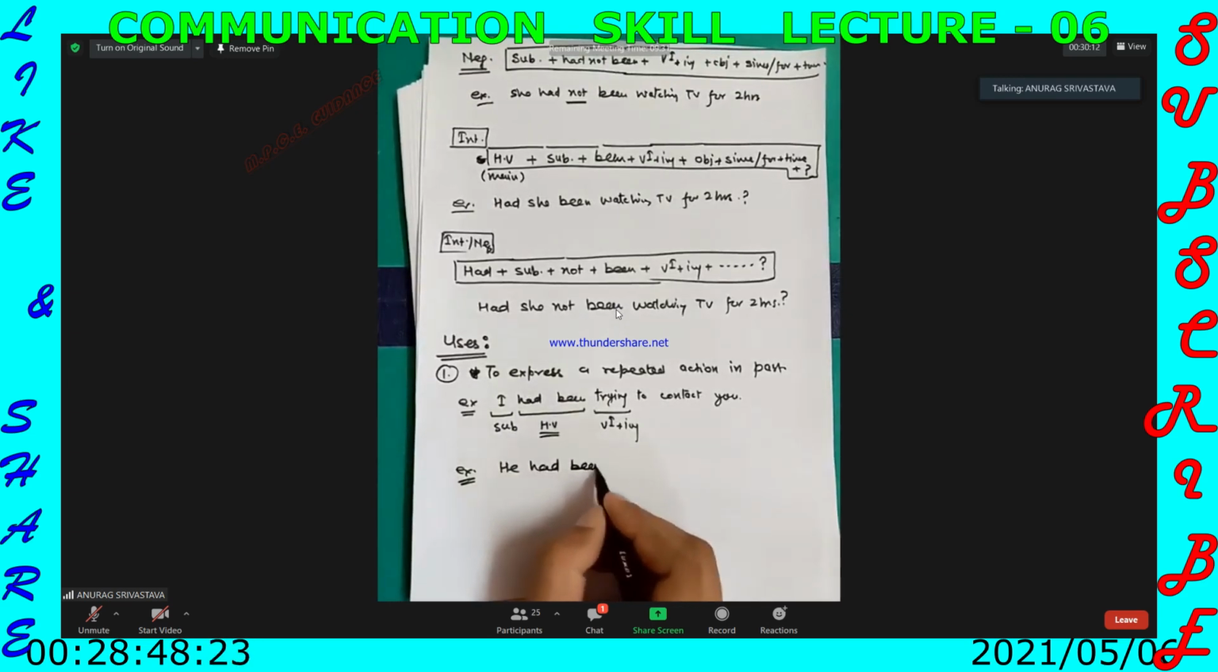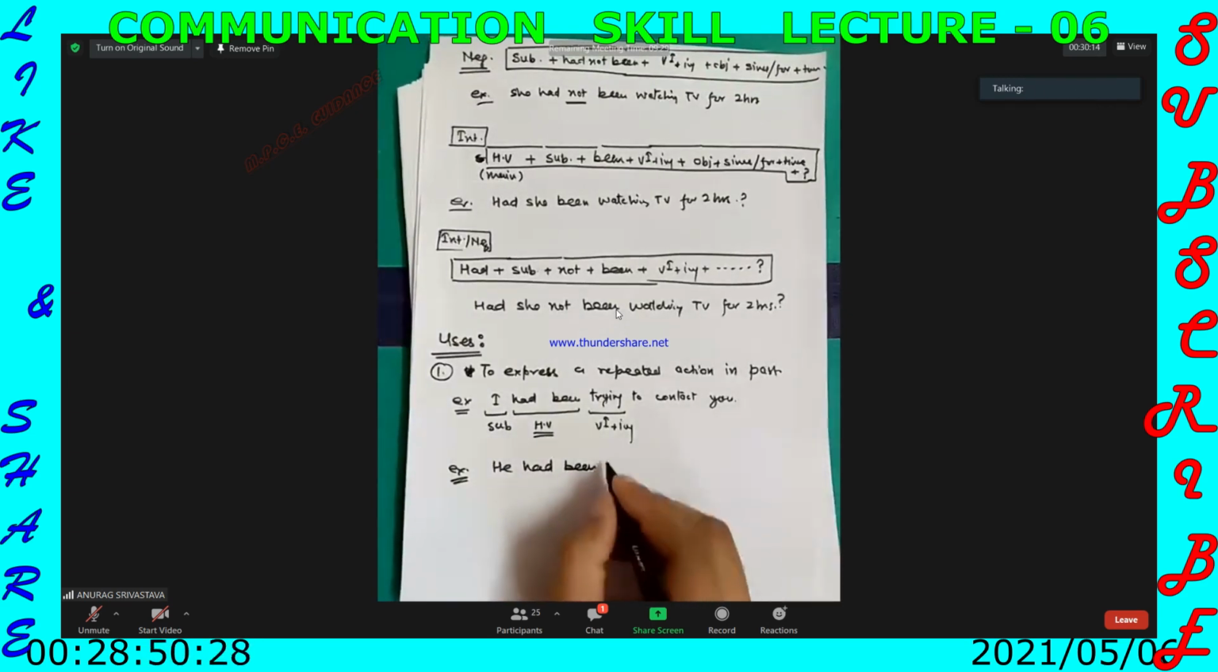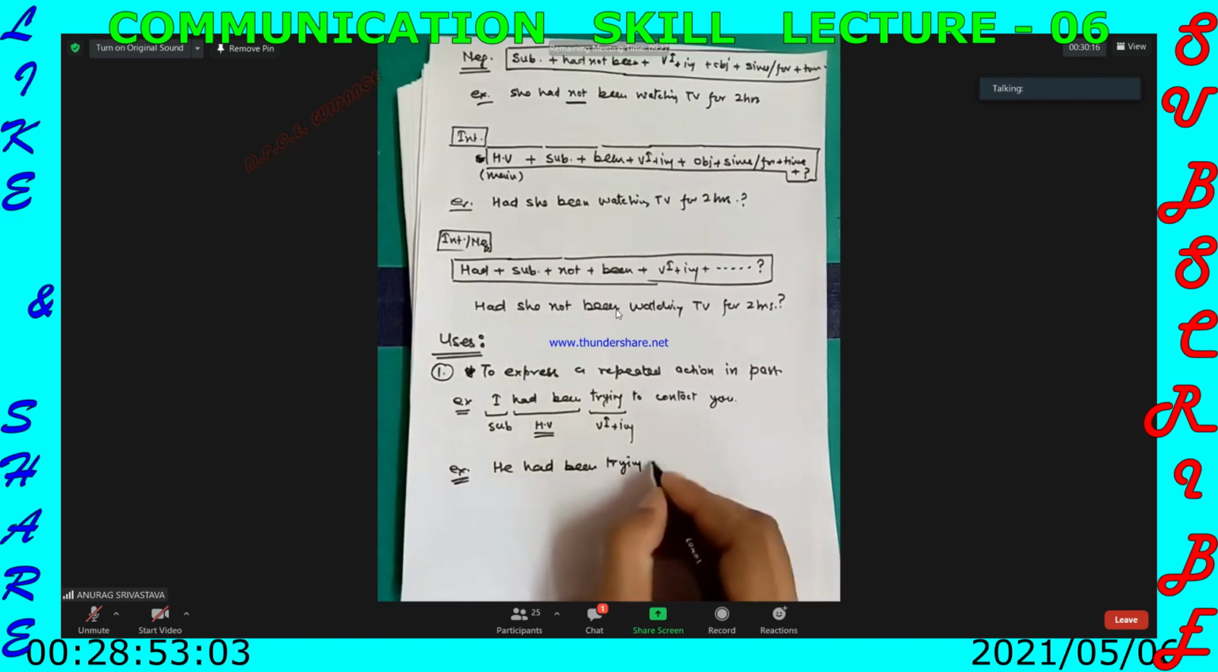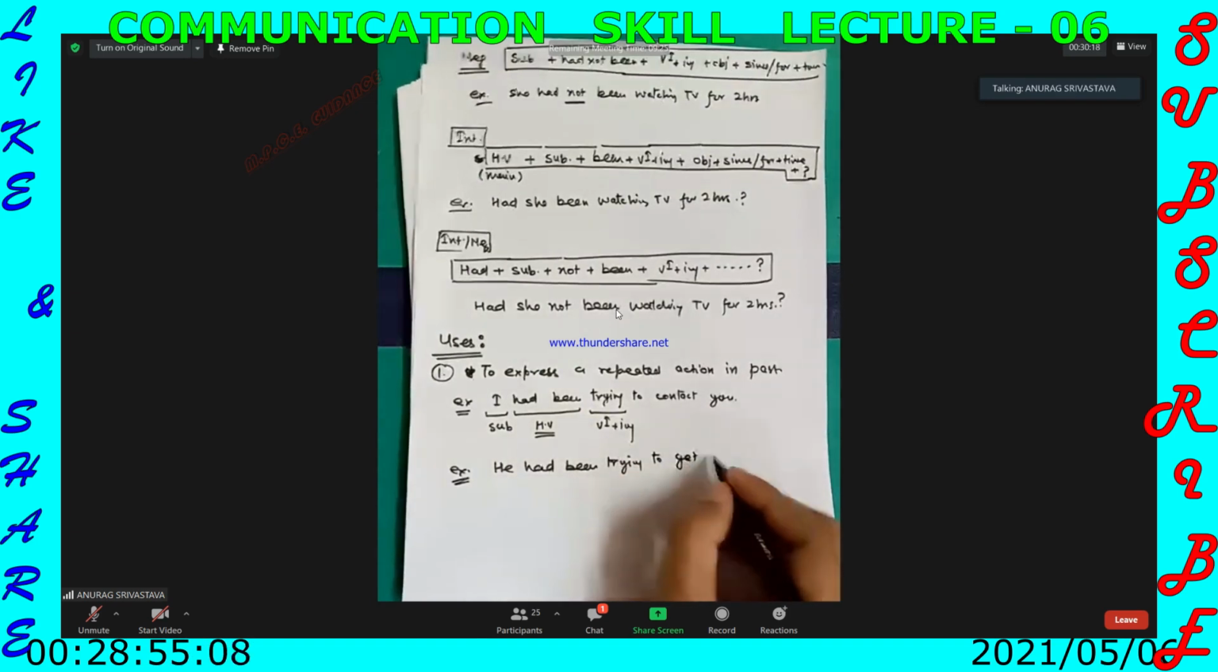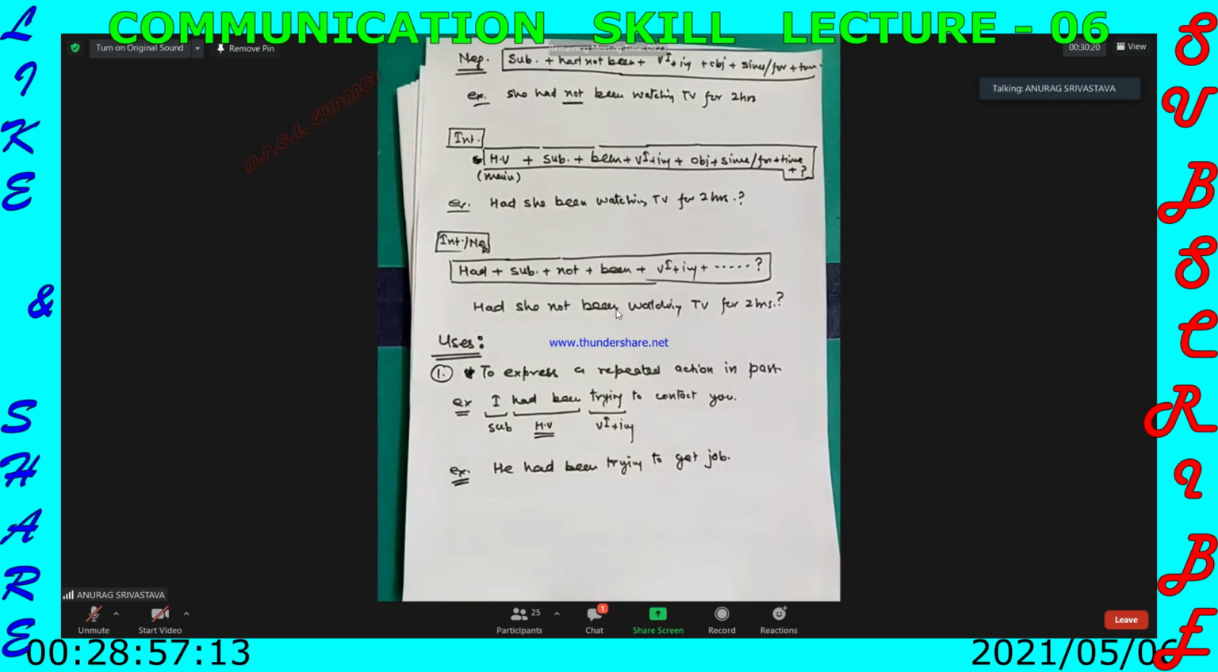He had been trying to get job. This sentence shows that he is trying for a job, either many times in the past. It means the action is repeated many times in the past, so it must be written in the past perfect continuous tense. And the sentence appears in the same type of format.